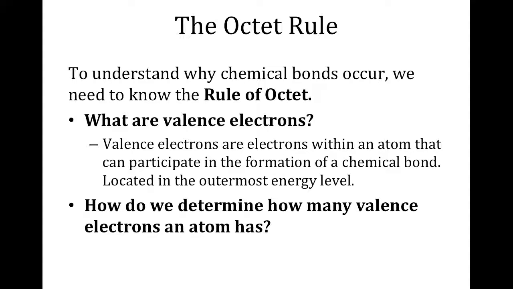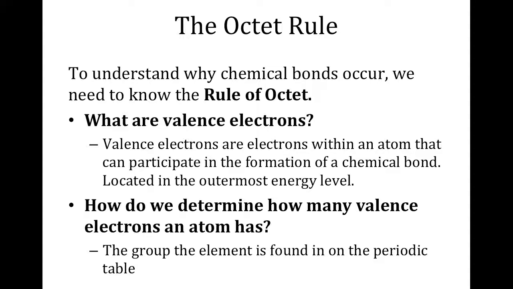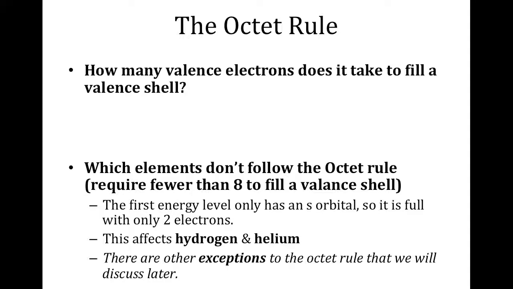So how do we determine how many valence electrons an atom has? We've talked about it in this class. We look at the periodic table. The group the element is found in on the periodic table tells us how many valence electrons it has. If it's in group 1, it has 1 valence electron. That's the first column. If it's in group 2, it has 2 valence electrons. Then we jump over to boron's group, 3A, on your periodic table. That's the third group. It has 3 valence electrons. And you can see the pattern continuing till we get to the noble gases, which have 8 valence electrons.